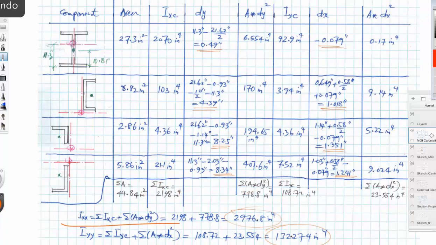And to do the y, same story, you have the equation, and the sum of all IYC's, which is this one, and then you have the sum of area multiplied by dx squared, which is this one. As you can see, the moment of inertia about x is 2970, and about y is 132 less.